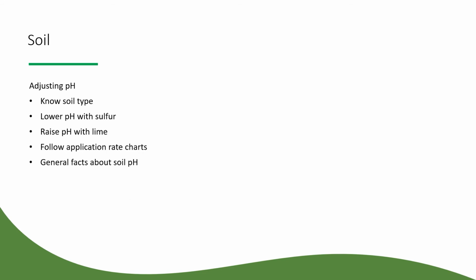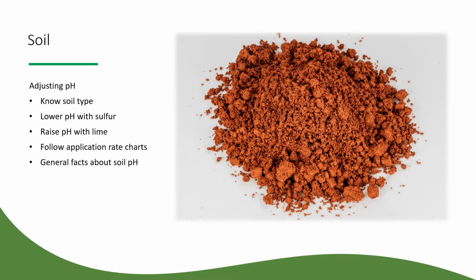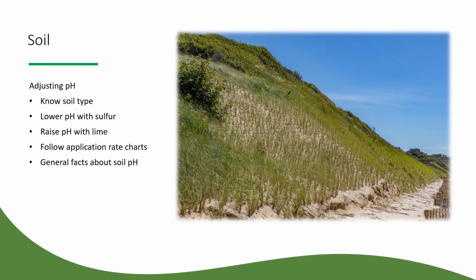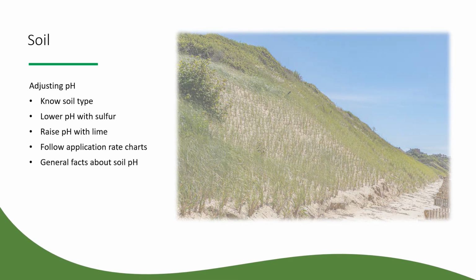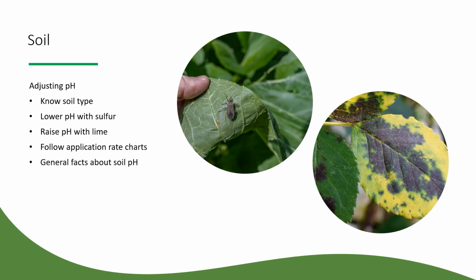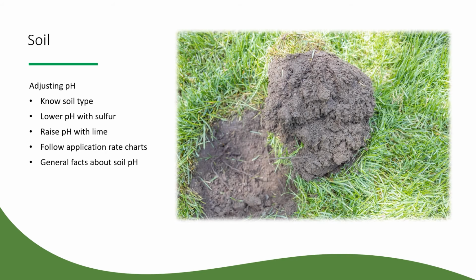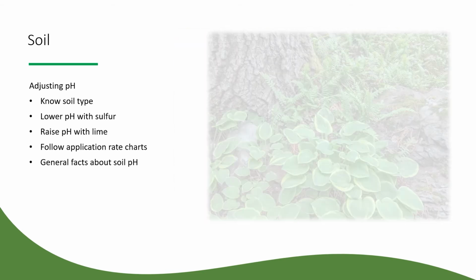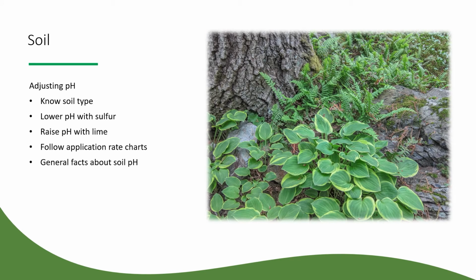A few general facts about soil pH. Clay soils tend to be acidic. Sandy soils tend to be alkaline. Keeping pH at the proper level for the plants in your garden will help reduce pests and diseases. Lime helps improve the structure of the soil. And finally, rather than trying to alter your soil pH with lime or sulfur, using plants suited to your soil pH can save you time and money.